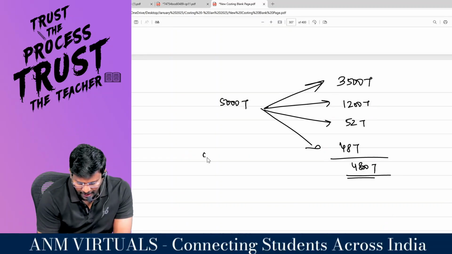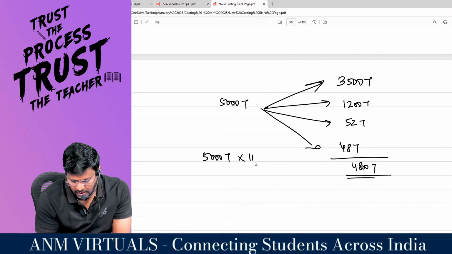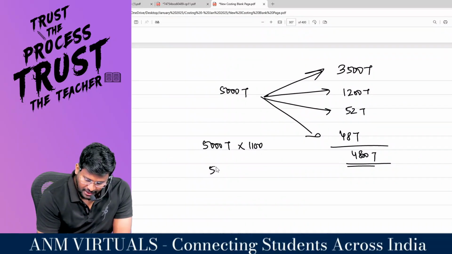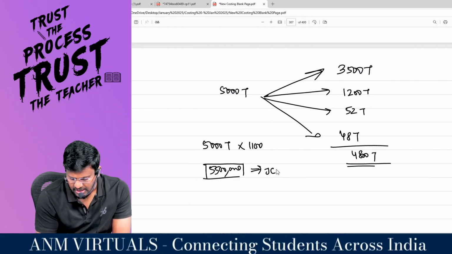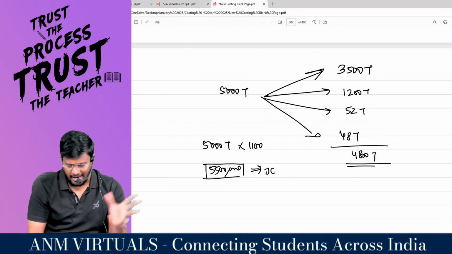You have introduced 5000 ton at the rate of 1100. That means 55 lakhs is the total amount you have spent for a particular process. This is called as what cost? Joint cost. Let me ask you a question.